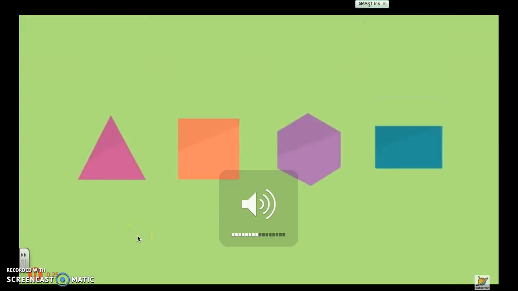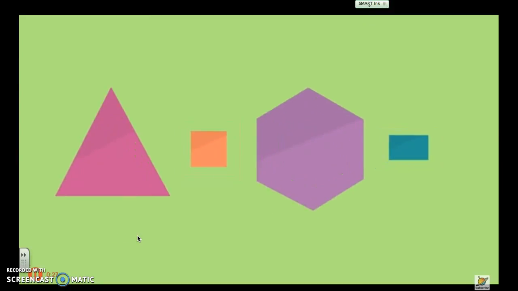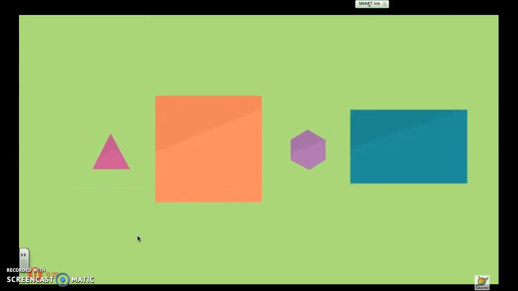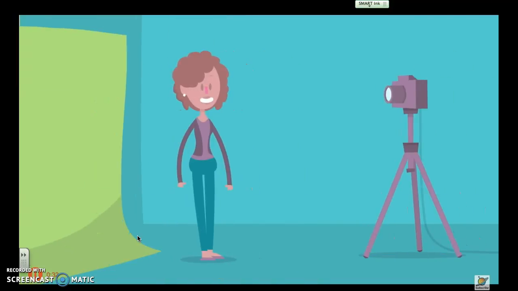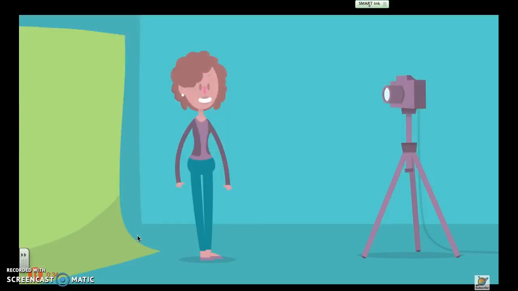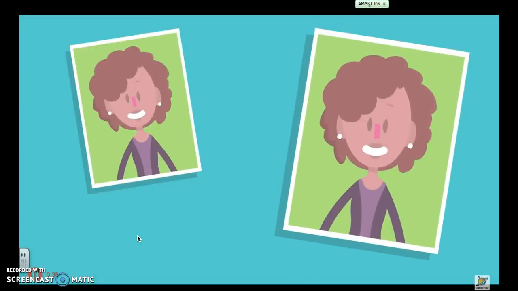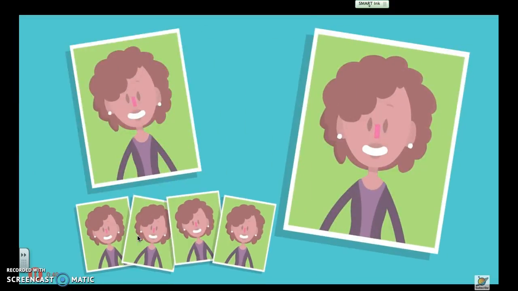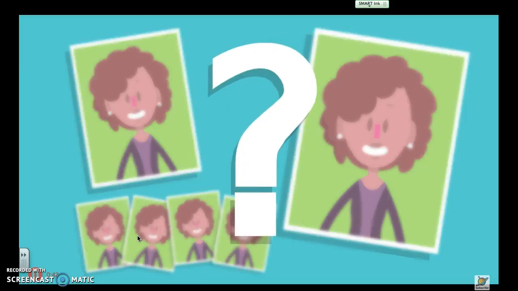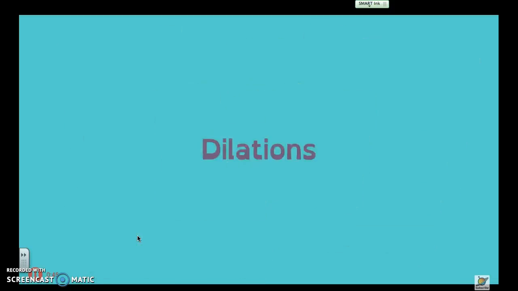In math, dilation refers to the process of making a polygon larger or smaller without changing its shape. It's picture day. Kate chooses the package with one photo for her parents, a larger one for her grandparents, and smaller photos for her friends. How can photographers print one photo in different sizes?